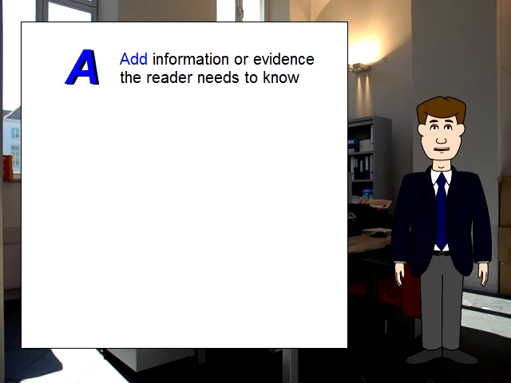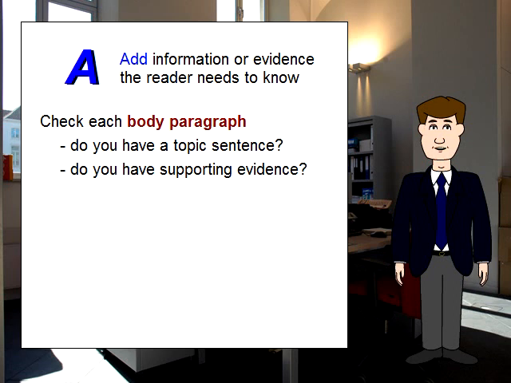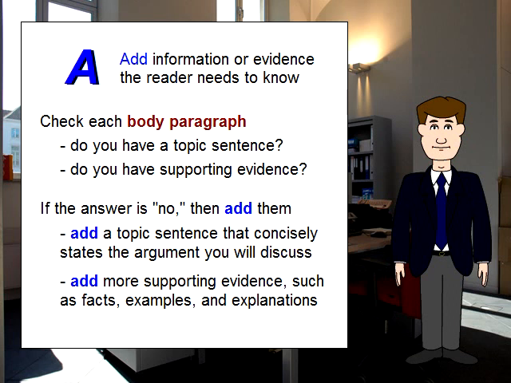Next, when it comes to adding information, you definitely want to focus on the body of your essay. For each paragraph, make sure that you have a topic sentence. It is also especially important to have a lot of supporting evidence. You do not want your body paragraphs to be too vague. So, if your essay is missing these things, then add them. Begin each body paragraph with a topic sentence that states your argument concisely. And then give facts, examples, and explanations that support your argument.